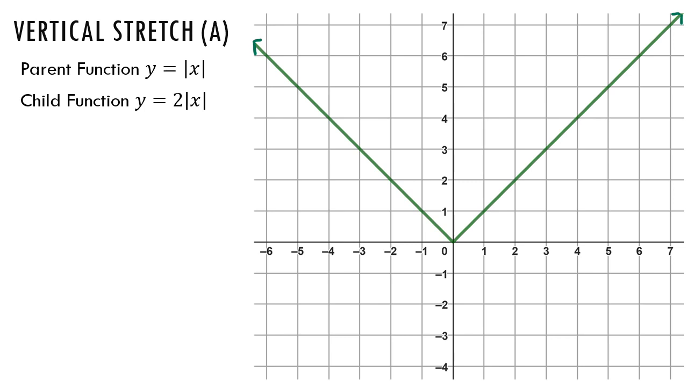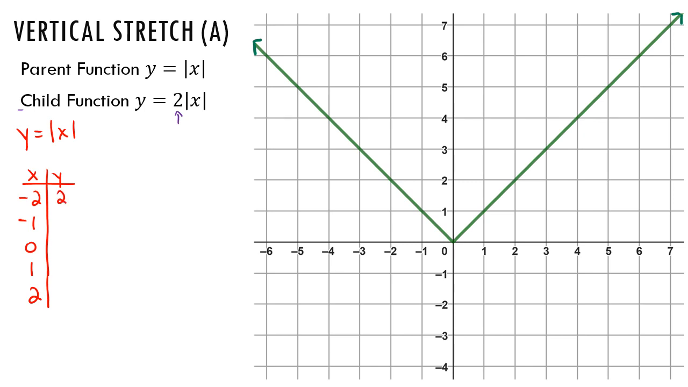Now we're going to talk about a. So a affects the graph in a different way. A is that value in front of the absolute value signs. So when we take a look at the parent function y equals absolute value of x, you have -2, -1, 0, 1, and 2.